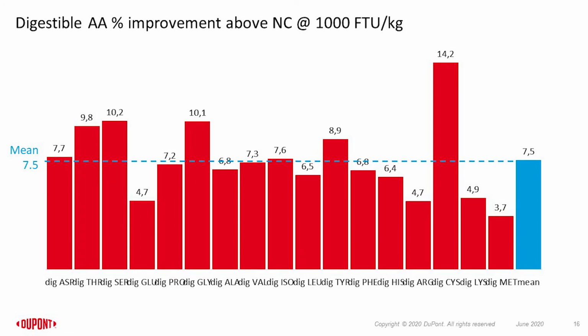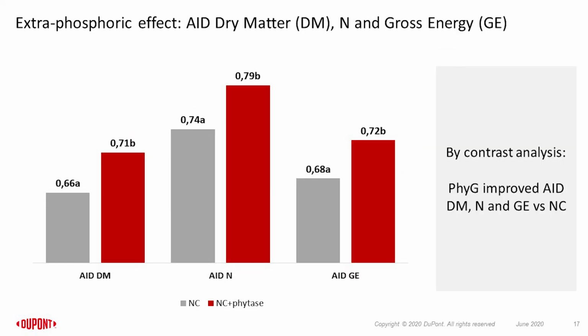Using the similar calculation, at 1000 FTU, the improvement on digestible amino acids above negative control is greater than at 500 FTU. It is in a range of 3.7% for methionine to 14.2% for cysteine, with an average of 7.5%.